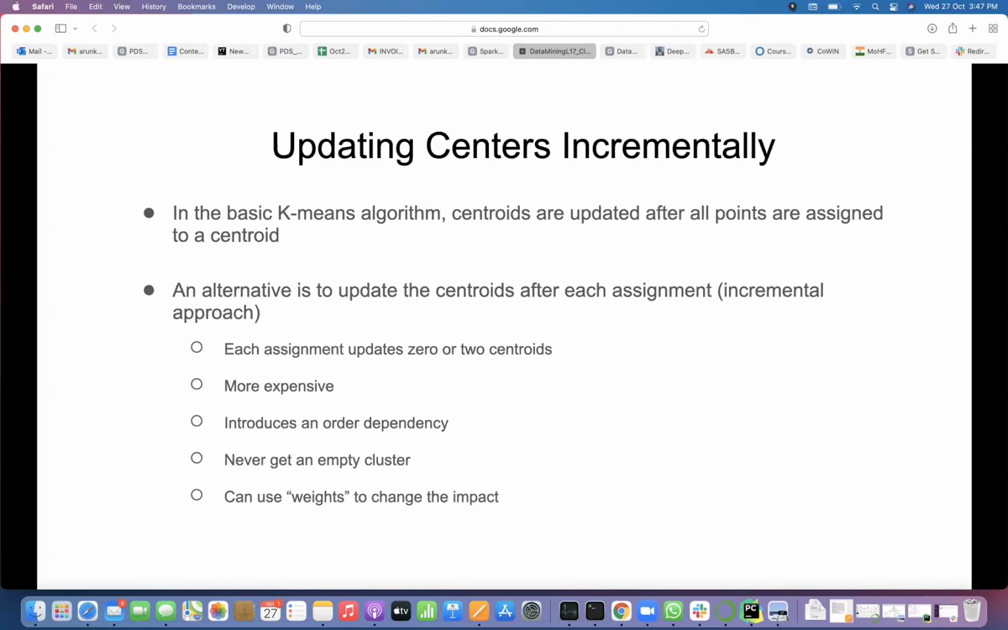In the basic k-means algorithm, centroids are updated after all points are assigned to a centroid. That is the basic algorithm which you have used. An alternative is to update the centroids after each assignment, the incremental approach.